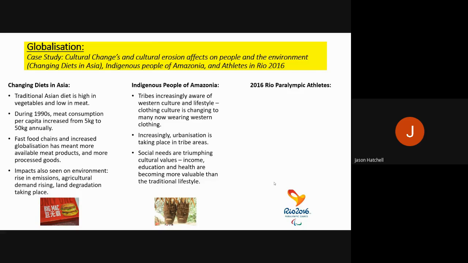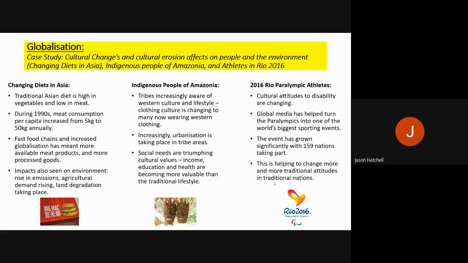And finally, the 2016 Rio Paralympic athletes. So cultural attitudes to disability are changing. Now, the Paralympics, remember, is disability sport, okay? Every 4 years alongside the main Olympics as well. And global media has helped turn the Paralympics into one of the world's biggest events.